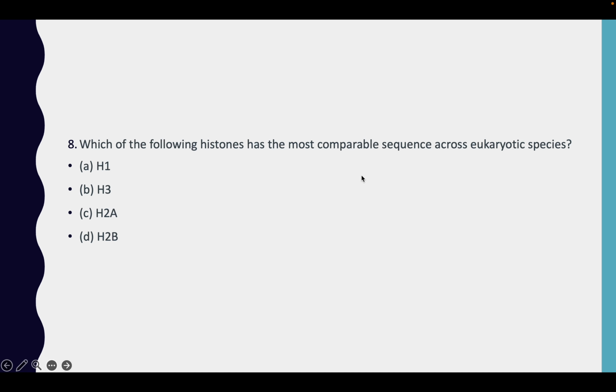Which of the following histones has the most comparable sequence across eukaryotic species? Anyone? Which of the following histones has the most comparable sequence across eukaryotic species?